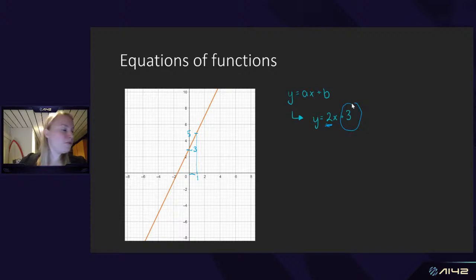But what is common for all of these straight lines that we're looking at? We can say about them that they are actually directly proportional.